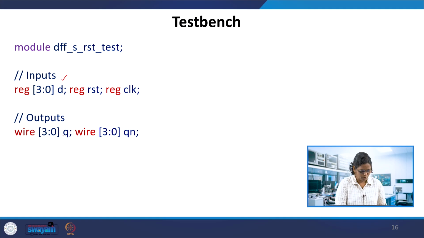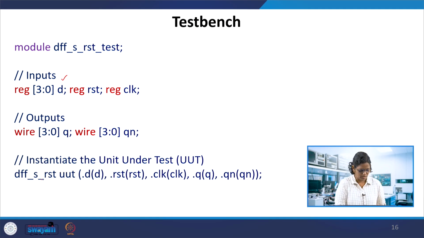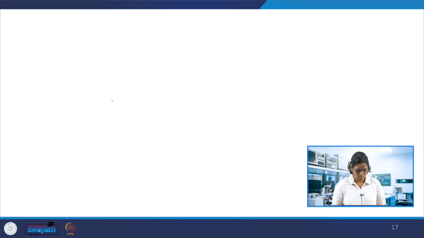So output 4-bit, and then wire Qn, instantiated DFF reset U dot D dot reset dot clock dot Q and dot Qn. This is the same as the asynchronous one, only the data bits are different in this case. So the integer here, because of the data bits, we would like to have more, so declare this I as integer, initial begin.